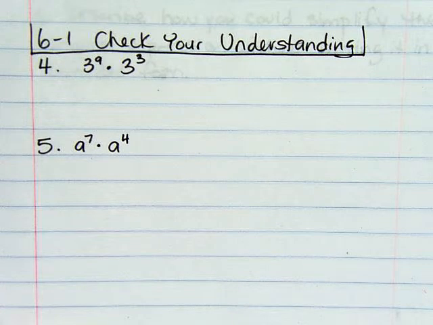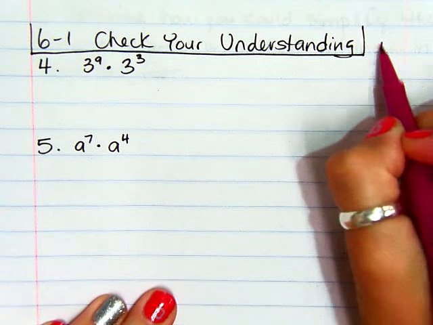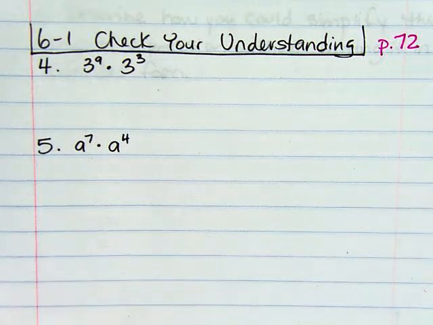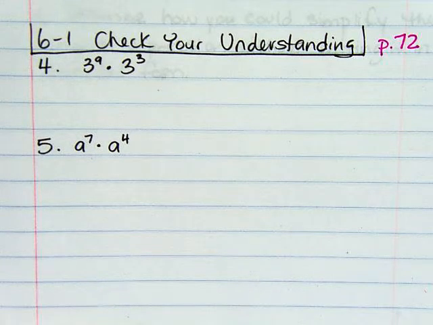Okay, so I have some extra problems that we didn't work in class, if you're needing some extra help. The first thing we didn't do in most of the classes was check your understanding, which is on page 72 at the bottom of the page. If you remember, lesson 6-1 was multiplying and dividing with exponents.